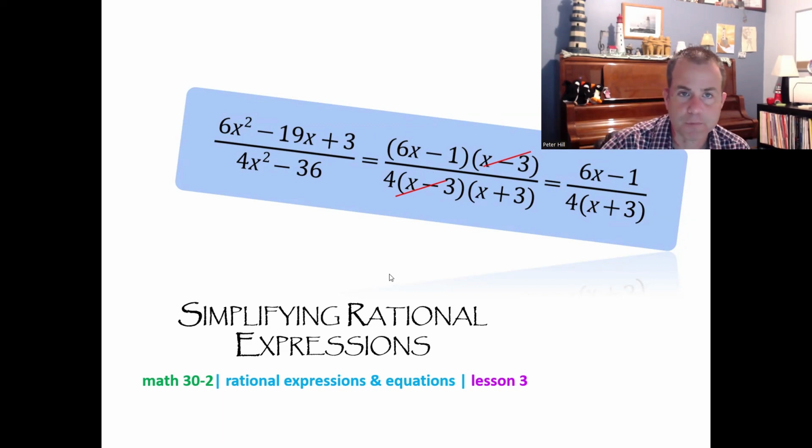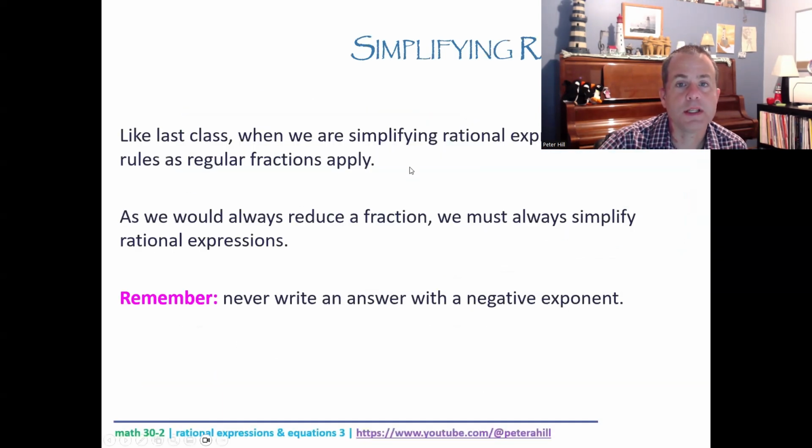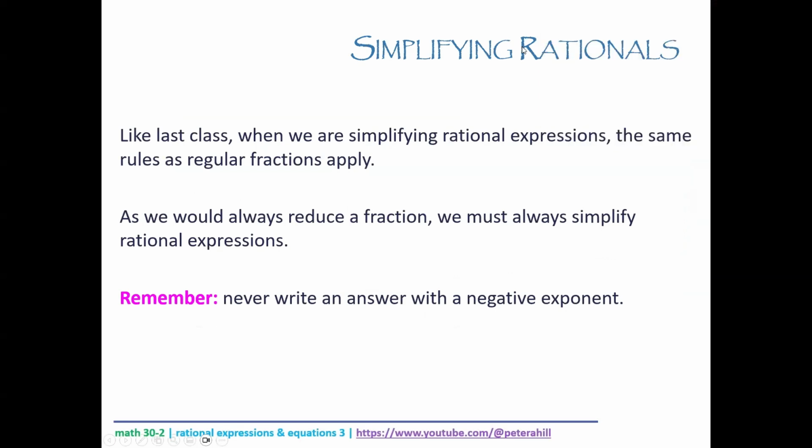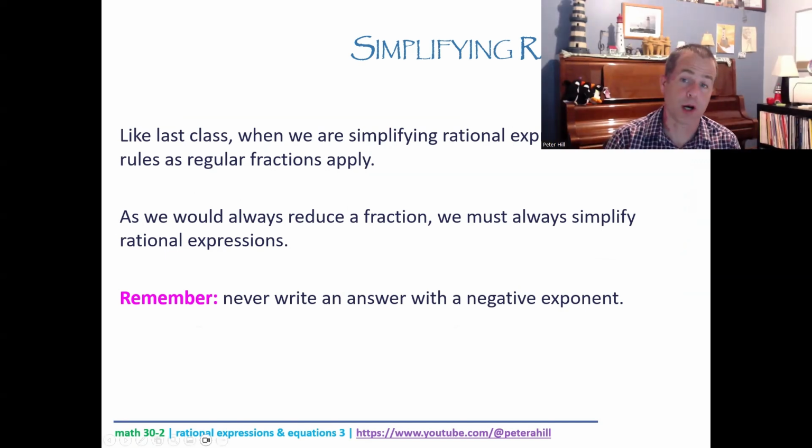Okay. Awesome. Like last class, when we are simplifying rational expressions, the same rules as regular fractions apply. So whatever you do to the top, you have to do to the bottom. When we are trying to make equivalent fractions, we need to make sure we're dividing or multiplying the top and the bottom, not adding or subtracting. As we would always reduce a fraction, we must always simplify rational expressions.